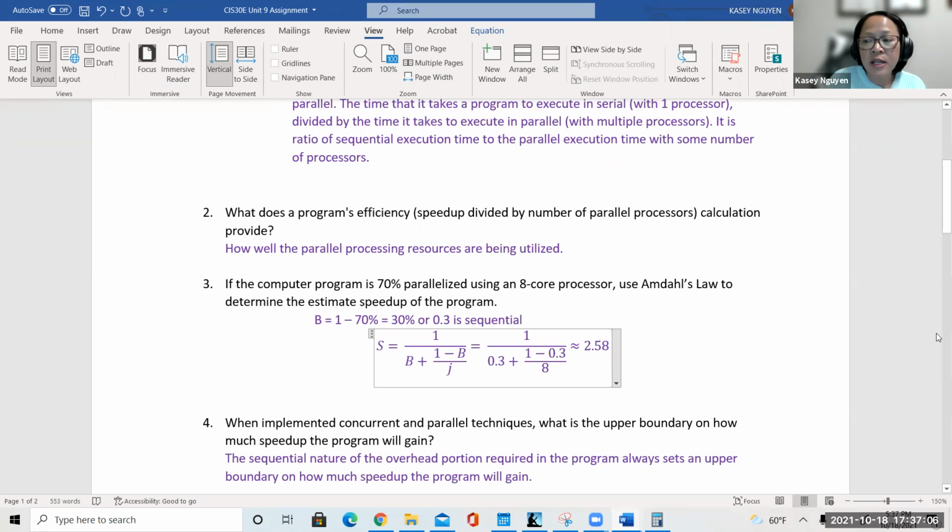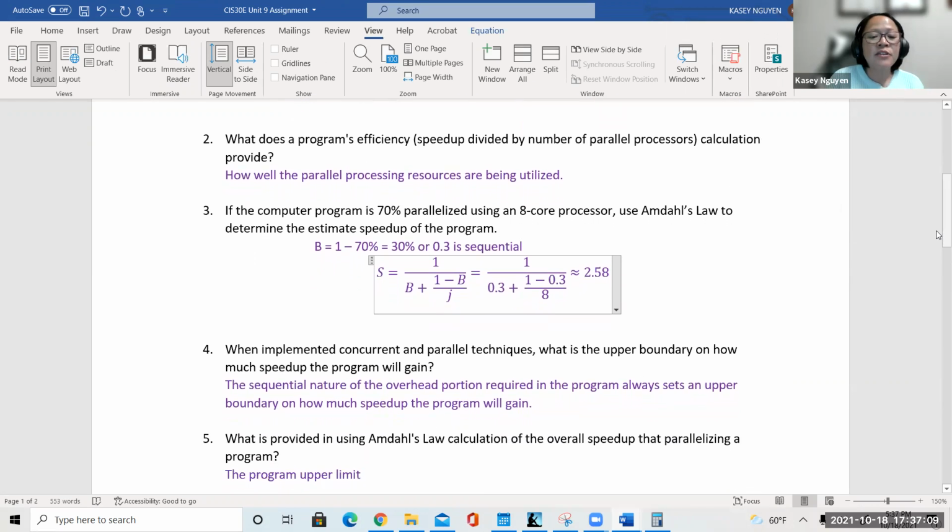So in the next question, number 4, it asks you, when implementing the concurrent parallel techniques, what is the upper boundary on how much speedup of the program will gain? So your upper boundary is going to be your sequential part. The sequential nature of the overhead portion required in the program always sets the upper boundary on how much speedup the program will gain, as we know that the program will never be without sequential.